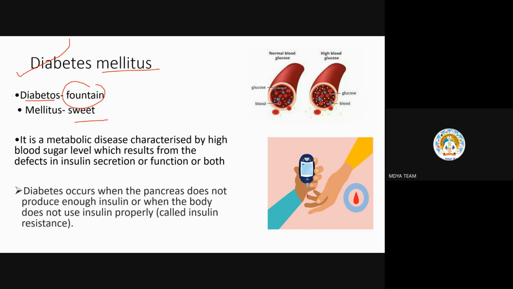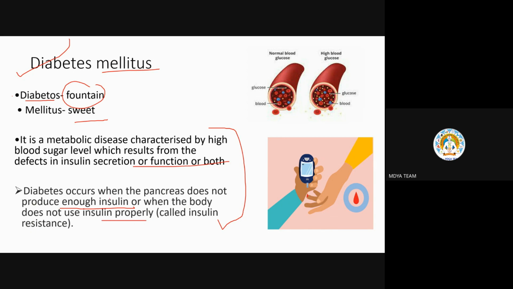It is a metabolic disease characterized by high blood sugar level, which results from defects in insulin secretion or function, or both. We'll see how many types there are and how it works, when there is deficiency of insulin and when it is too high. Diabetes occurs when the pancreas does not produce enough insulin. As I told you, insulin decreases the glucose level, and if insulin is less, then definitely there will be high glucose in the body. Or when the body does not use insulin properly.